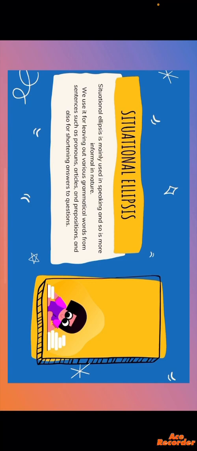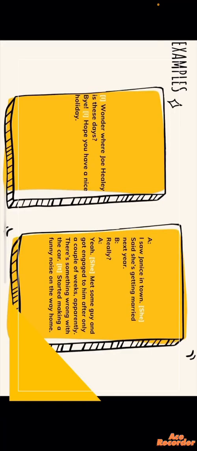We use it for leaving out various grammatical words from sentences, such as pronouns, articles, and prepositions, and also for shortening answers to questions. And then here we have some examples. It says, I wonder where Joe Healy is these days. With ellipsis, we leave out the I and we just say, wonder where Joe Healy is these days. Another example is, bye, I hope you have a nice holiday. Instead of that, we just say, bye, hope you have a nice holiday.